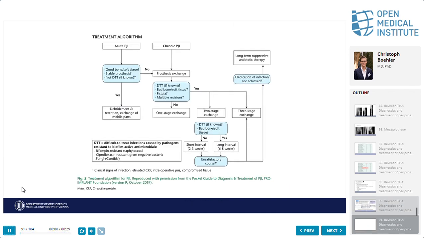This is the algorithm we are more or less using. So you have acute PJI, to summarize this. You have a good bone stock, stable prosthesis, not a difficult to treat germ, and symptoms are below 1 week. We would go for a DAIR. Otherwise, you have to exchange the prosthesis, either one stage or two stage, depending on the causes we've discussed before.